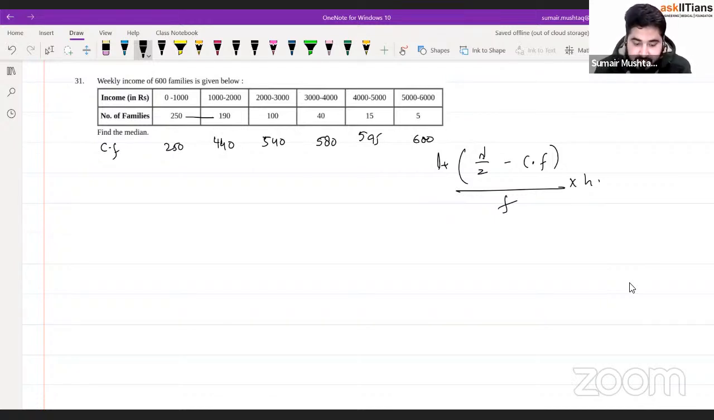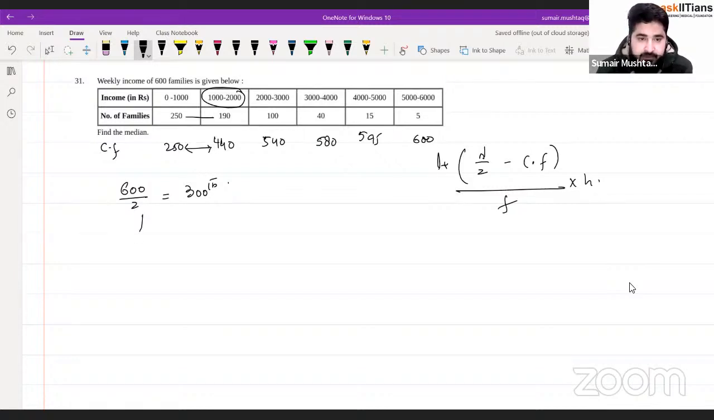Okay. Now tell me, what is the median? Median class. So this is 600 over 2. That is equal to 300th term. Where is the 300th term? Okay. Where is the 300th term? Which class is the 300th term? Tell me. Isn't it this? The cumulative frequency between 250 to 400. The 300 lies after this. So this is the median class. Okay. This is the median class.